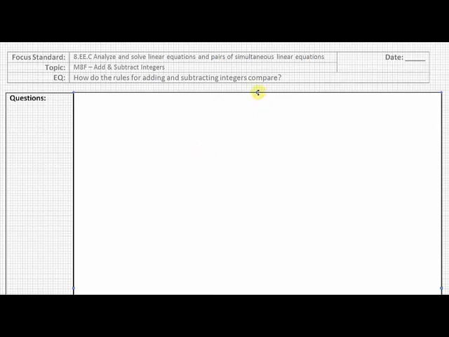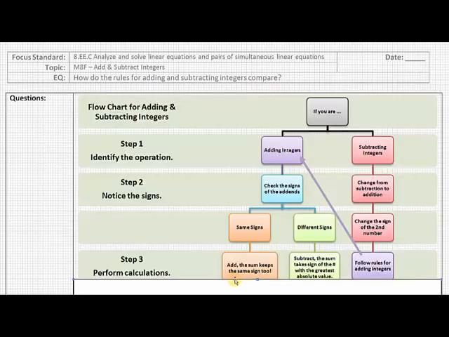So what I've created for today is a flowchart, trying to help remember some of the shortcuts to the rules when adding and subtracting integers. So there's basically 3 steps. Step 1 would be to identify the operation, step 2 would be to notice the signs, and step 3 would be to perform the calculations.